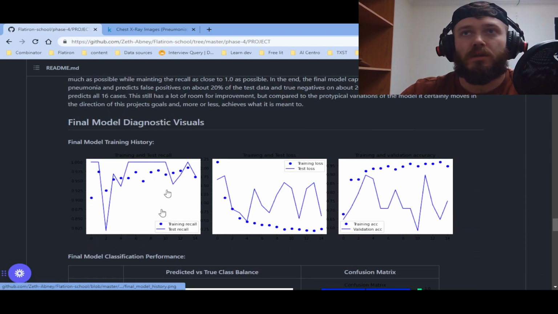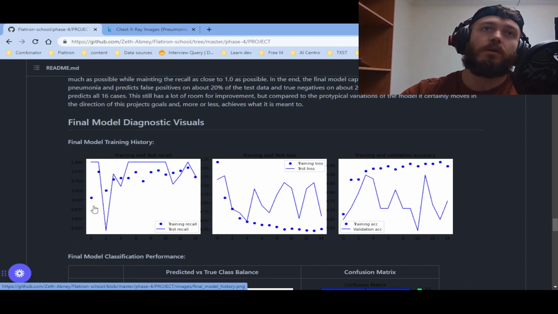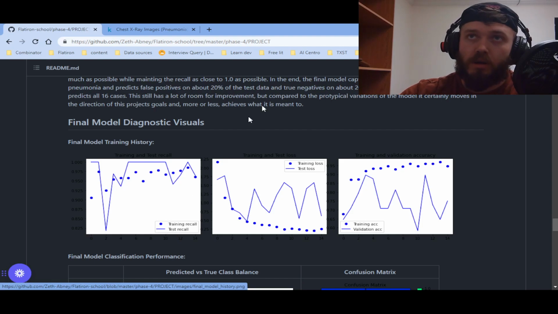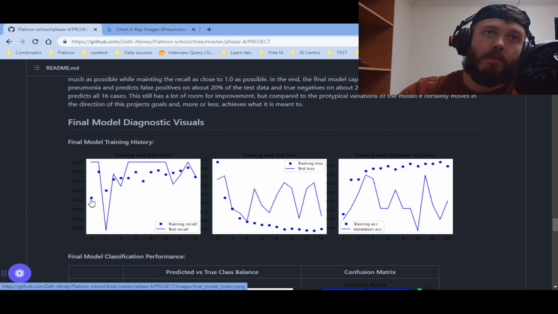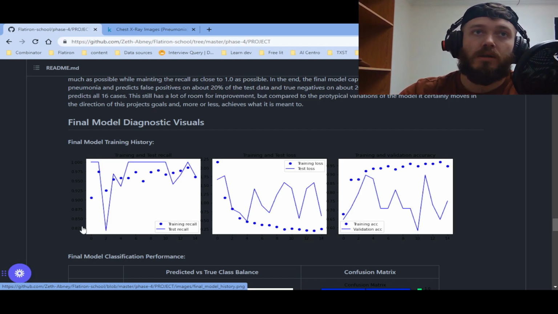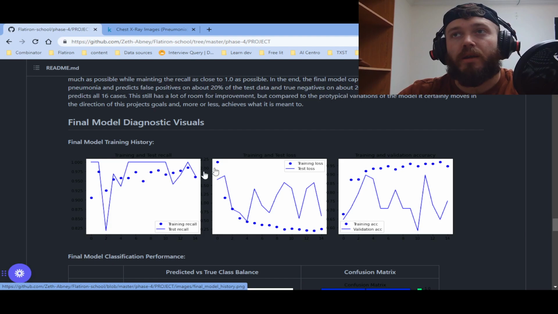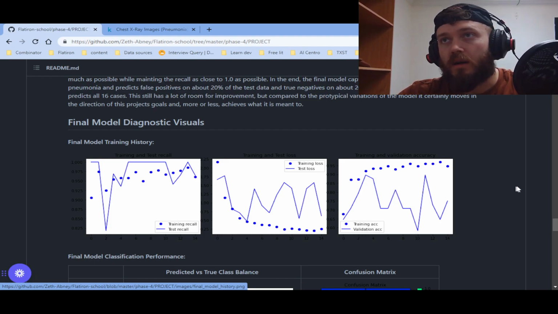So again, here's that same chart, and I didn't explain this earlier. This is showing the recall, the loss, and the accuracy at each epoch. There are 15 epochs, so you can see 15 dots on each of these plots. This is how each of these KPIs, key performance indicators, changes as the model trains over time.